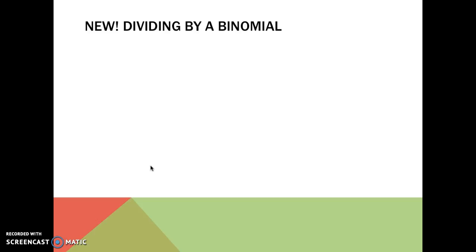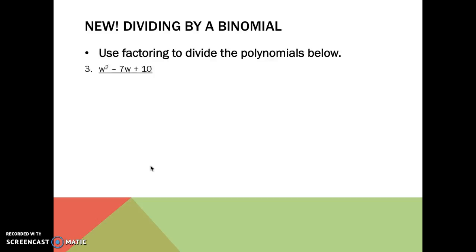Now we're going to look at something new. We're going to divide by a binomial. So we want to use factoring to divide the polynomials below. So our first one is, we have w squared minus 7w plus 10, all divided by w minus 5. We want to go ahead and factor this top portion out.